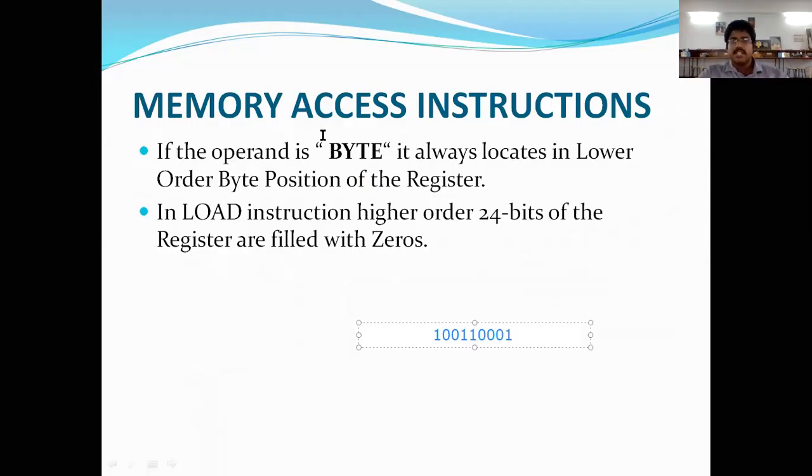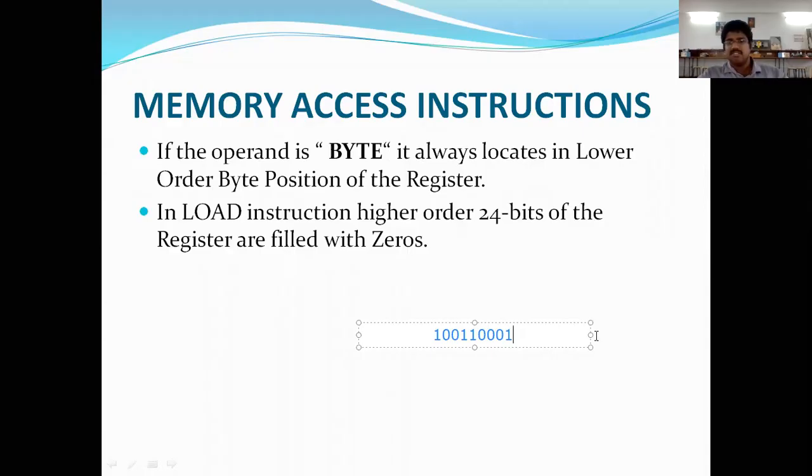But actually, what is the size of this register? The size of the register in ARM is 32 bit. But I have stored only 8 bit. What about the rest of the 24 bit locations? Those are going to be filled with zeros by default. That means out of 32, 8 bits are going to be stored with either zeros or ones. The rest 24 are going to be filled with zeros.